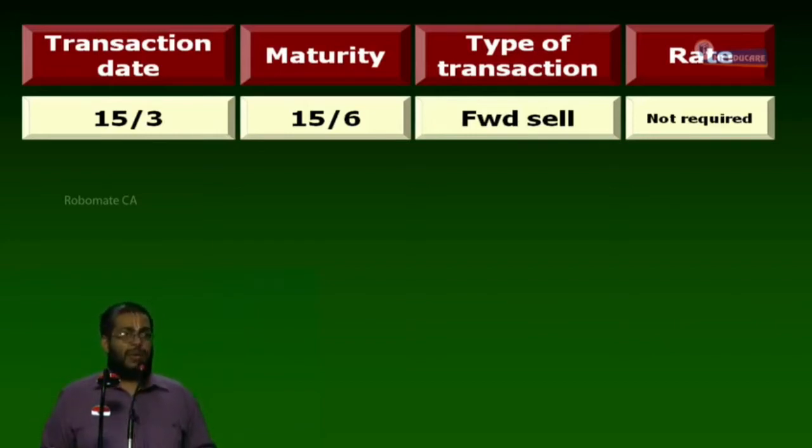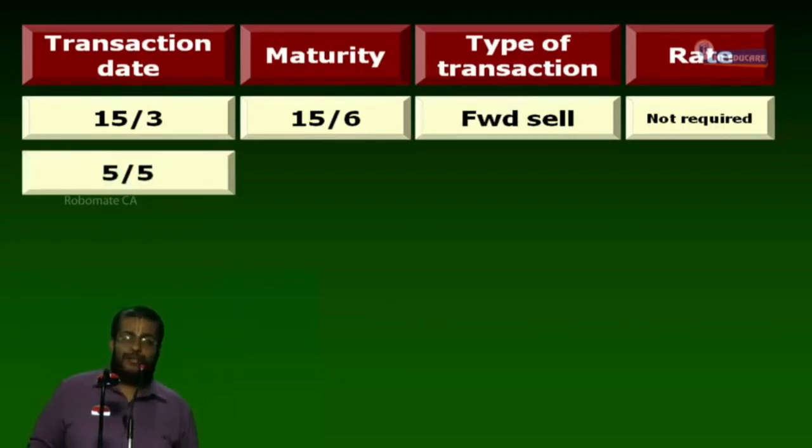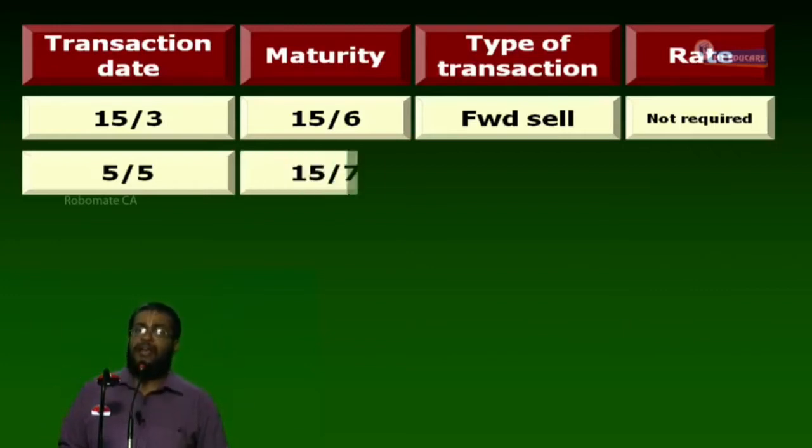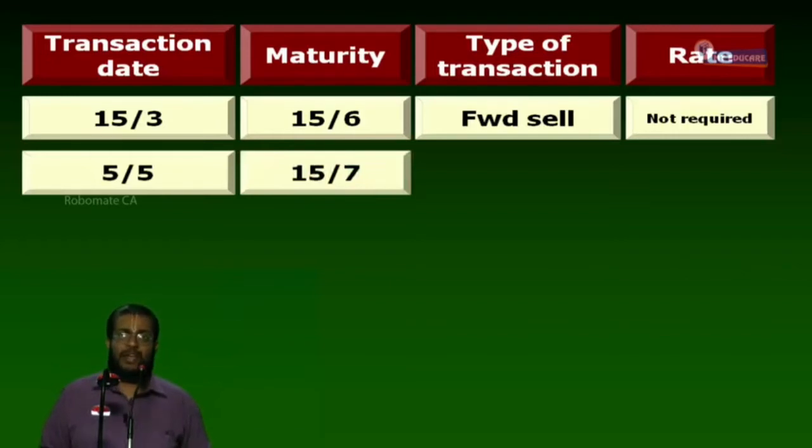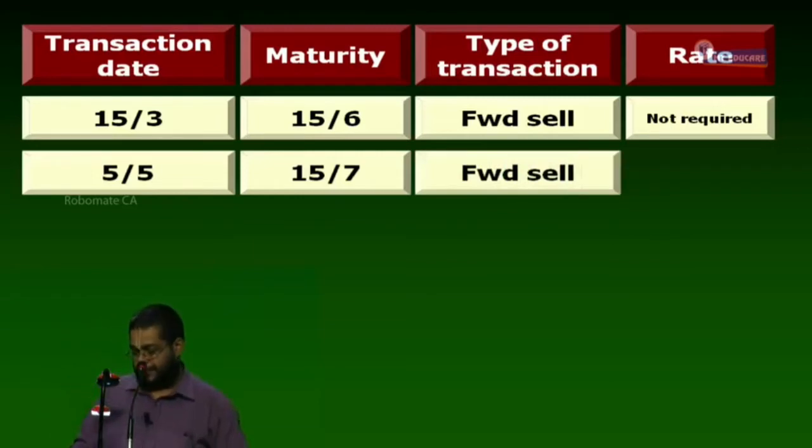I went to the bank once again during examination. Which day? 5th May. On the date I went to the bank to postpone the forward. I wanted to sell on 15th June, not 15th June. Tell me when I wanted to sell? 15th July. I enter into a transaction expiring on 15th July. I go for a new forward sell.